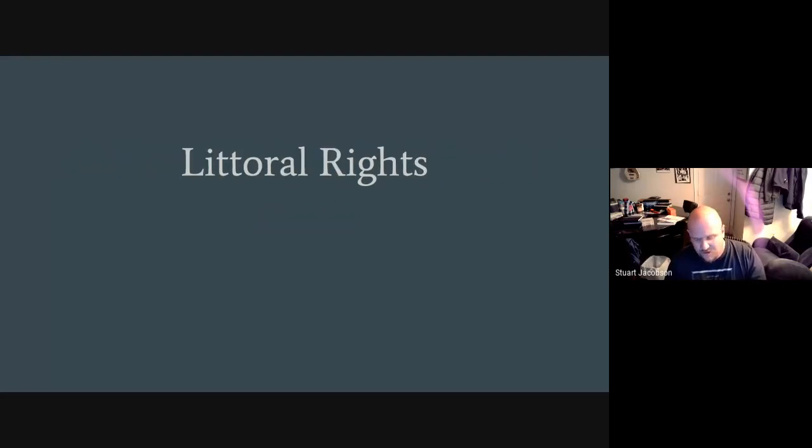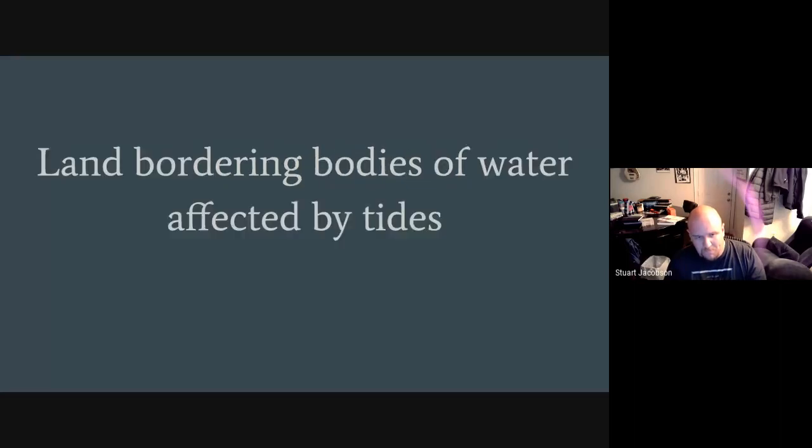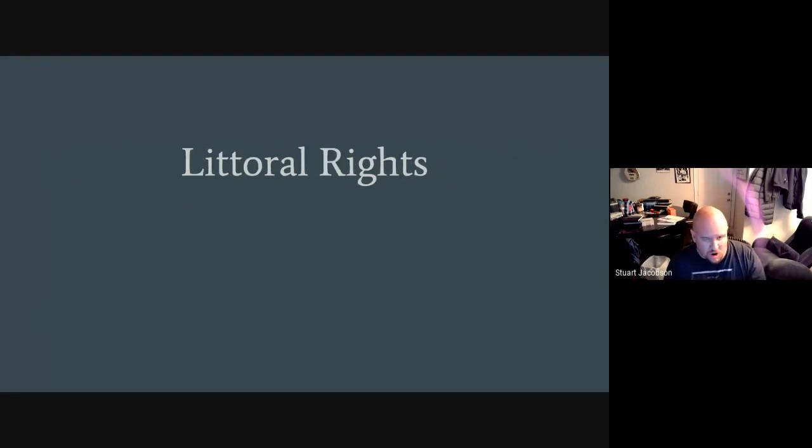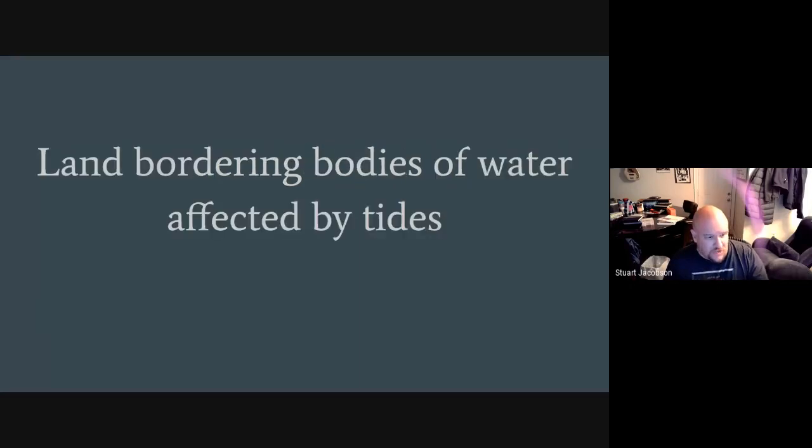Littoral rights. These are a form of water right. These are land bordering bodies of water that are affected by tides, the ocean, okay? Big bodies of water. So think L, large, your oceans, okay? So this is your oceans right there.